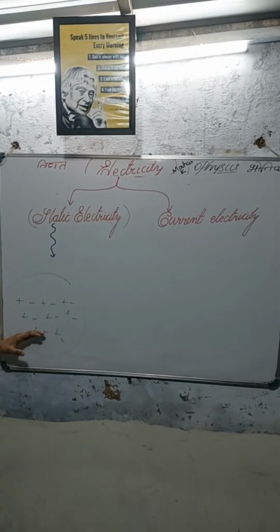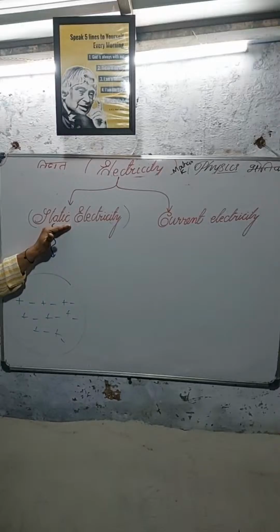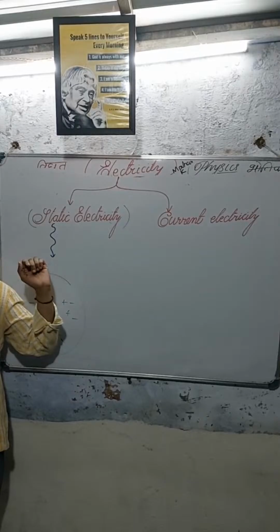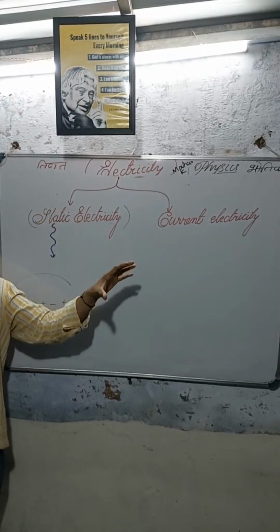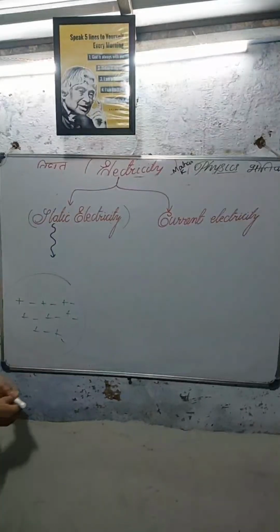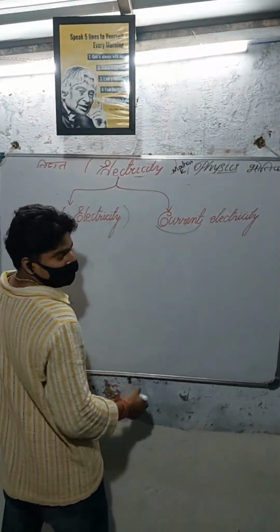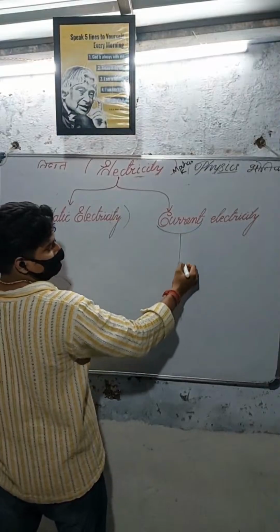Getting, my dears? So this charge is static. It is not able to run any appliances around you. Any kind of devices is not running. So we are using what kind of electricity? Current electricity. In current electricity, there is what?